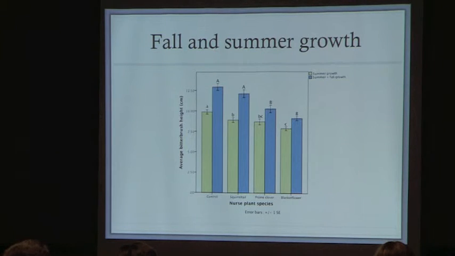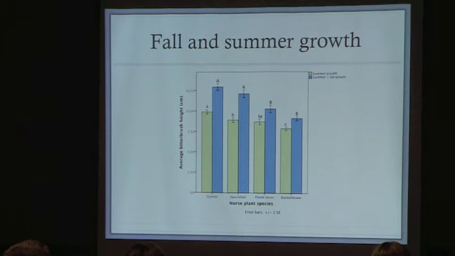And this is a graph of the fall and summer growth side by side, just to give you an idea of the changes between the two seasons. So we have average bitterbrush height here, and then our nurse plant species again on the bottom on the x-axis. Beige is our summer growth, and teal is the summer and fall growth combined.